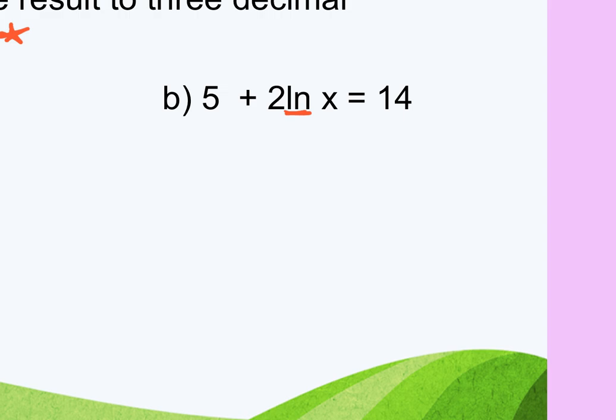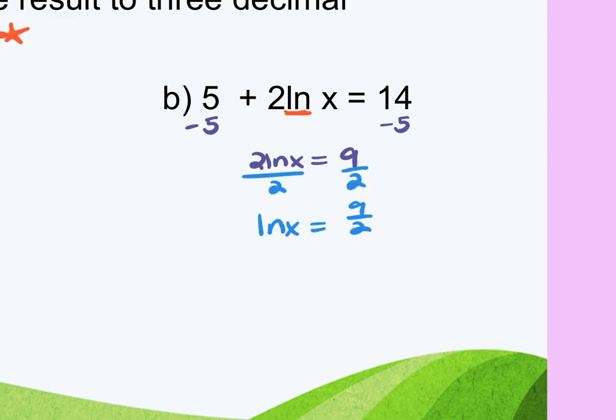Go to B. There's only one log or ln, but I have to isolate it first before I can convert it to exponential. So I'm going to subtract the 5. I get 2 ln of x equals 9. Divide both sides by 2. ln of x equals, and I'm going to keep this as 9 over 2, but you could also rewrite that as 4.5. But because my calculator is going to get involved here, I'm going to let the calculator do that work. So this becomes log base e of x, because ln is log base e, of 9/2. The e picks up the 9/2. So e to the 9/2 equals x.